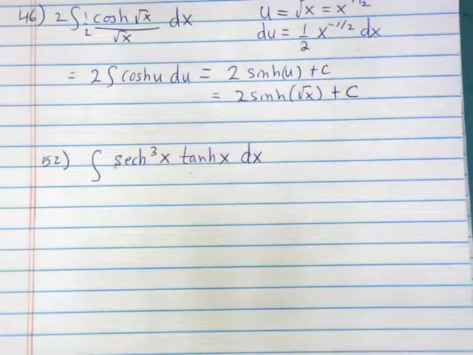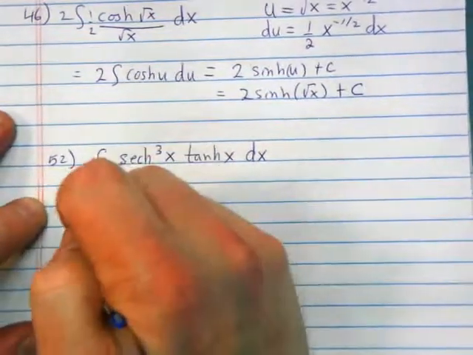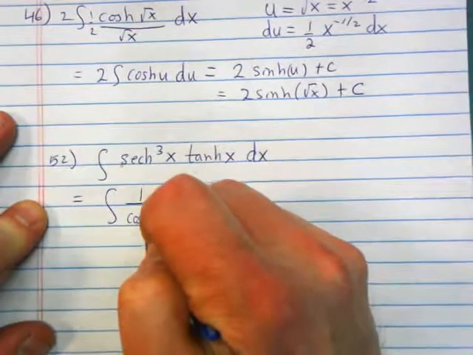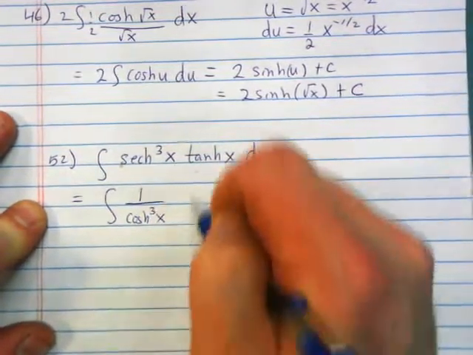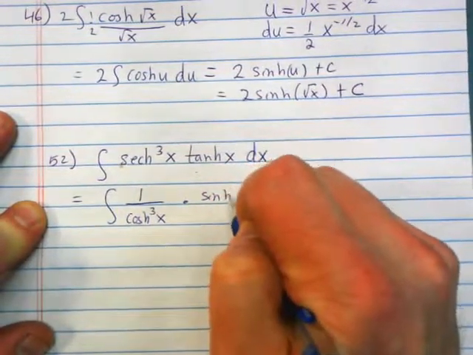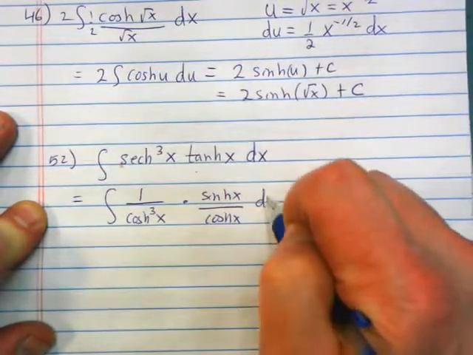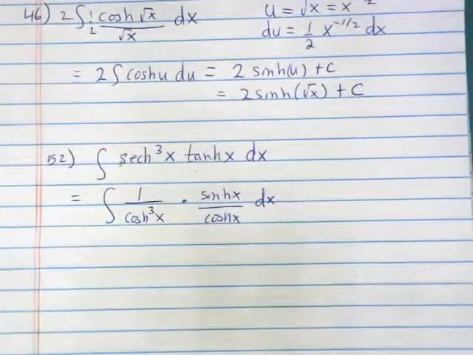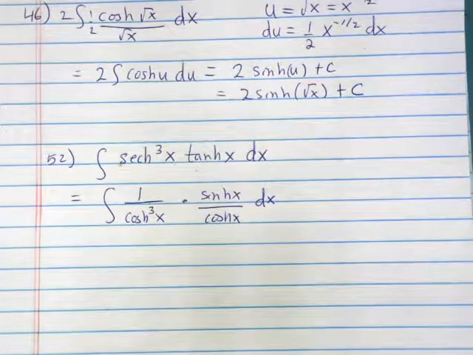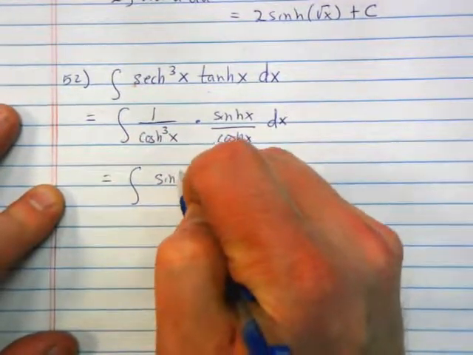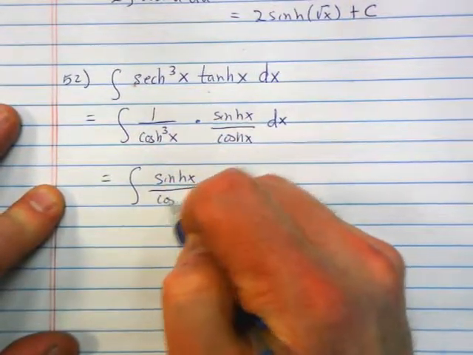All right, I got 2 ways to answer it. One is to do what Sam did. Convert things to sine and cosine. So this would be 1 over hyperbolic cosine cubed. And this one would be hyperbolic sine over hyperbolic cosine. So that becomes hyperbolic sine divided by hyperbolic cosine to the 4th.